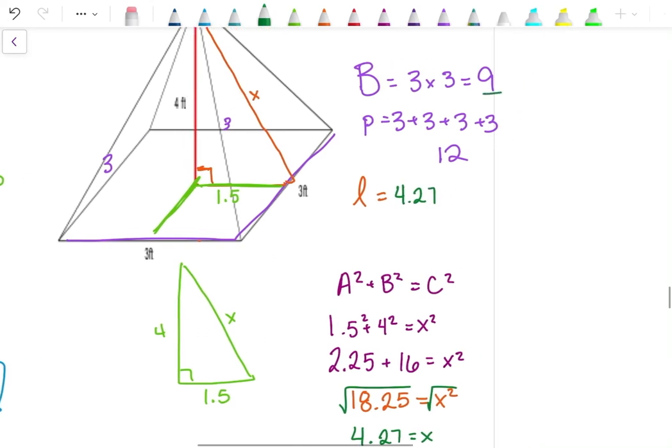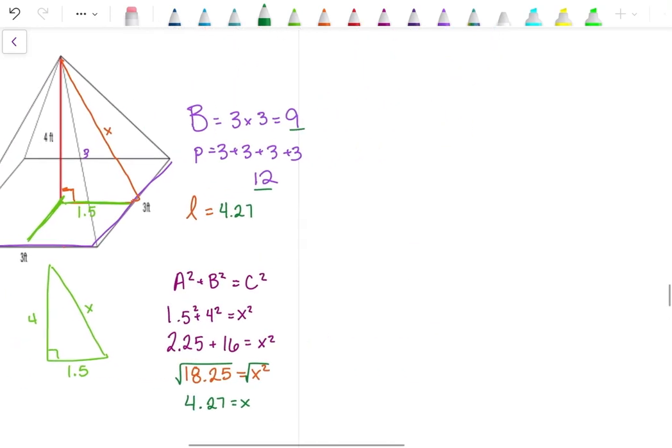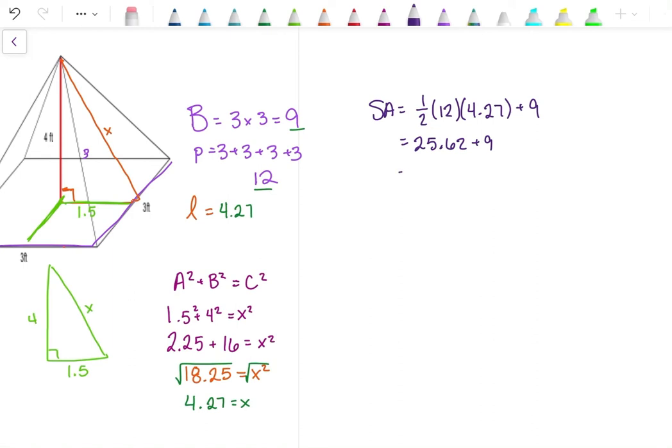Now that I have my base area, my perimeter, and my slant height, I can plug this all into my surface area formula. So surface area is 1/2 the perimeter, 12, times the slant height, 4.27, plus the area of the base, 9. So we're going to do 4.27 times 12 divided by 2, and I get 25.62 plus 9. So we'll add that in. And our surface area is going to be 34.62.